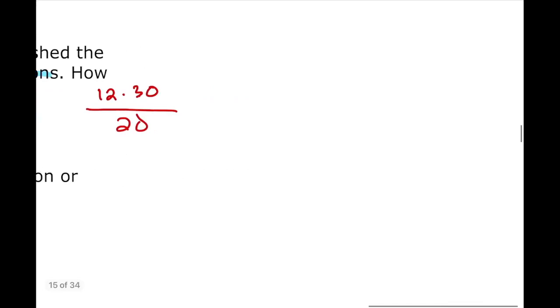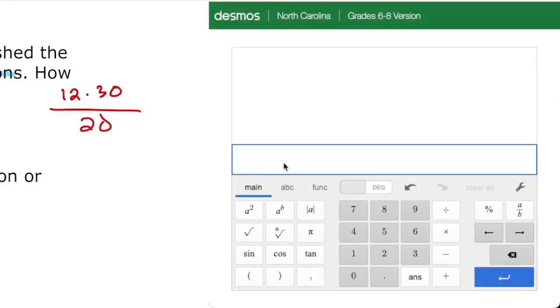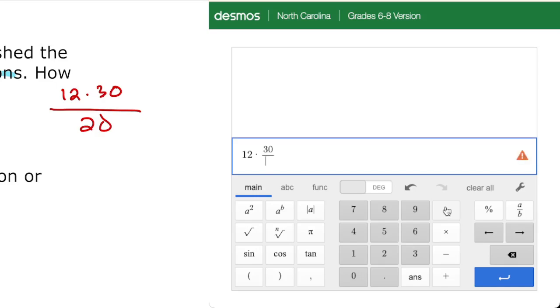Let's plug that in and see what happens in Desmos. 12 times 30 divided by 20. And notice I didn't press the divide symbol the first time like I told you to. So watch what happens. If I press it now, I get something that looks like this. So let's just fix that by doing 12 times up here. On the bottom, let's put our 20 there. And then let's just delete this. And that gives us 18.